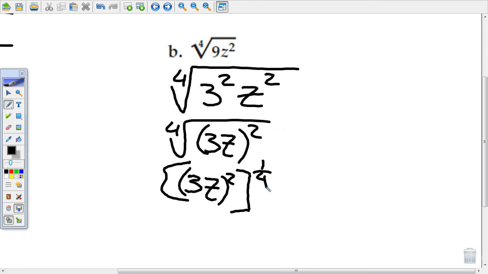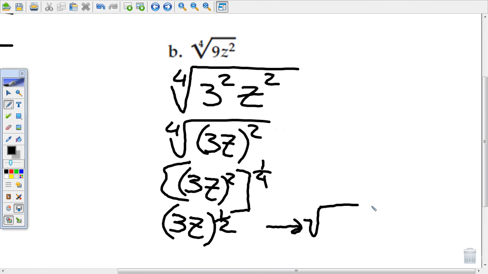You need to add different brackets, separate. So what do you do with the 2, that's an exponent, raised to another exponent? Multiply them together. 2 times a 4th is 2/4, which reduces to 1/2. So I have 3z all to the 1/2. I started out with a radical, so I'm going to end with a radical also. Radical 3z.